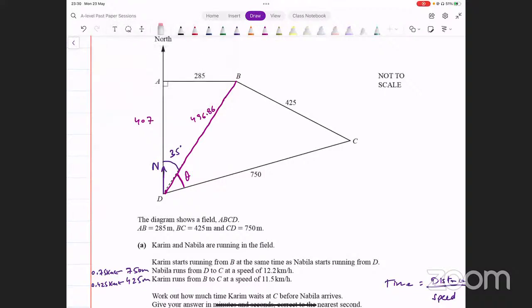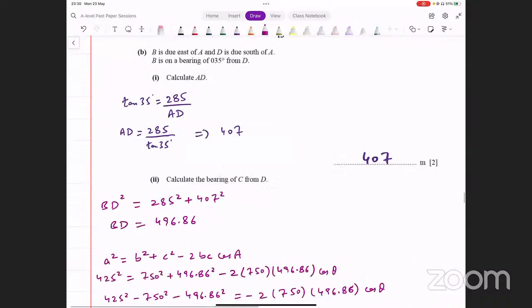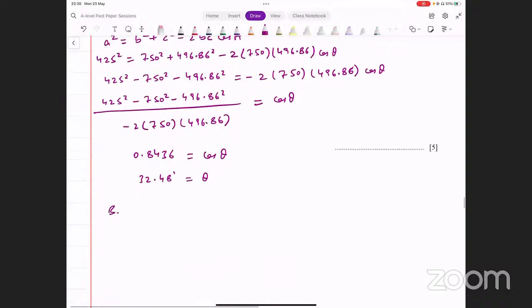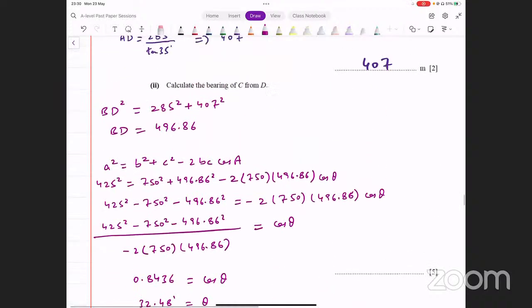अब इसमें क्या करना है? बेयरिंग चाहिए थी आपको. आपको टोटल एंगल चाहिए था, ये पूरा एंगल. तो क्या करेंगे? 35 में ऐड कर देंगे वो, तो हमारे पास bearing आ जाएगी. So bearing is going to be 35 plus 32.48, and that's going to give us the result. It's going to be 67.48 degrees.